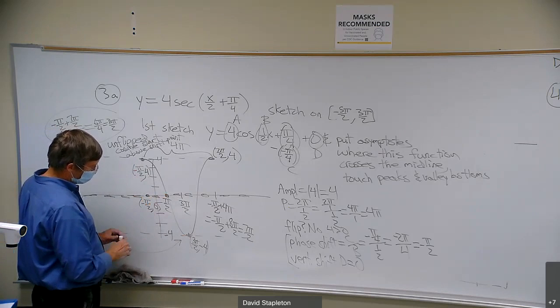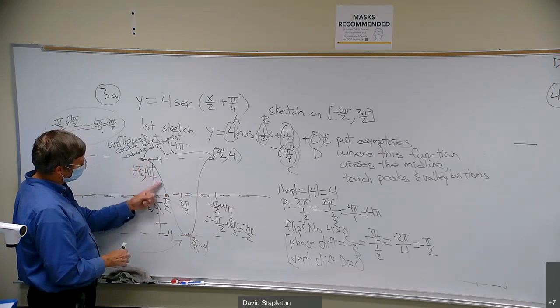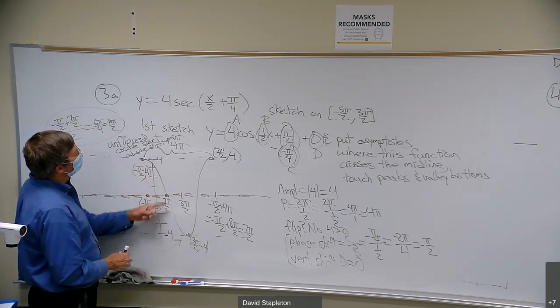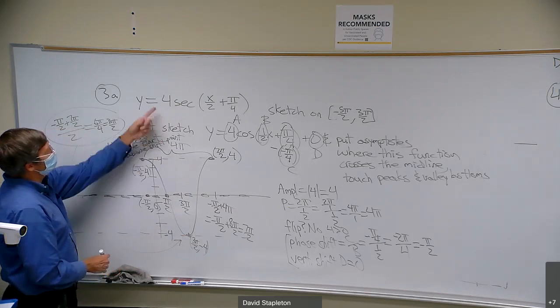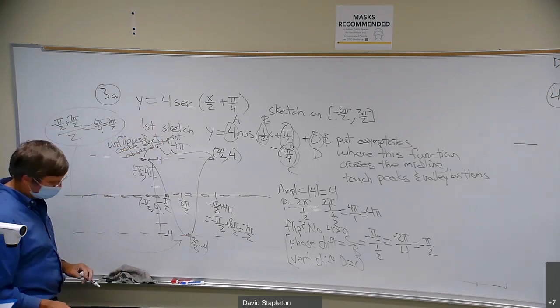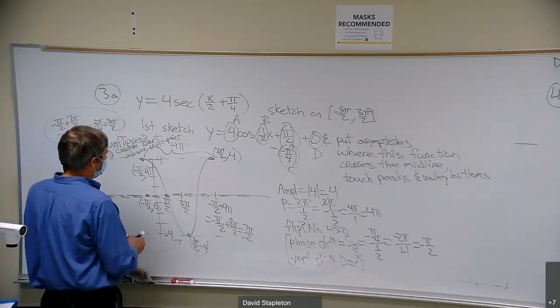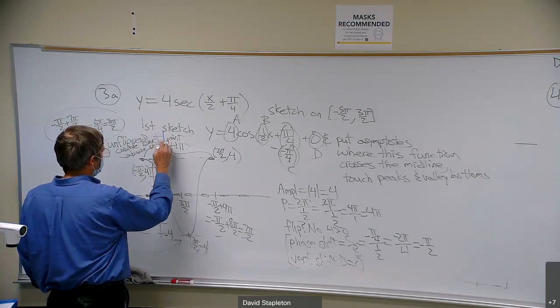The reason this is so significant is where the cosine crosses its midline, the secant is undefined, right? The cosine will be 0 and the secant will be undefined. So now we can draw an asymptote right here at pi over 2.